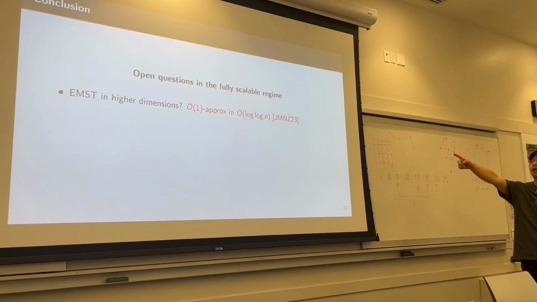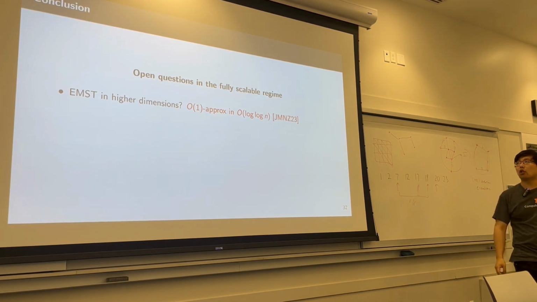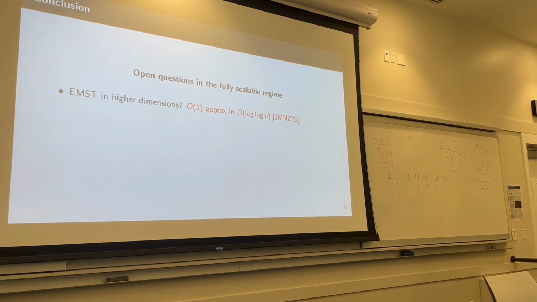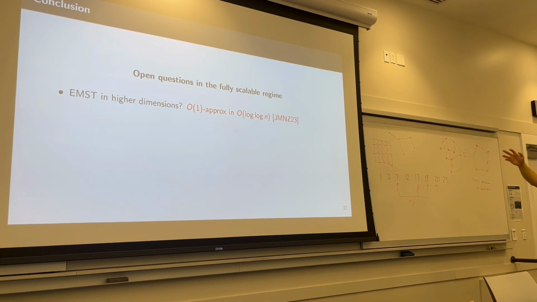Recently, also at SODA of this year, there was a constant approximation in log n rounds, and we provide an exact solution in order 1 rounds. So a natural question is, is there something in between here for dimensions between 2 and arbitrarily high? I think there's also a known 1 plus epsilon approximation in constant rounds in constant dimensions as well that I haven't mentioned here.